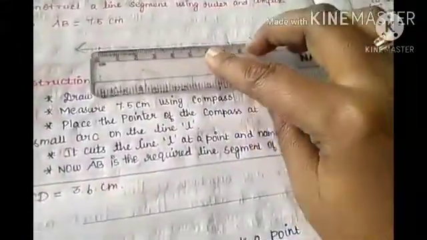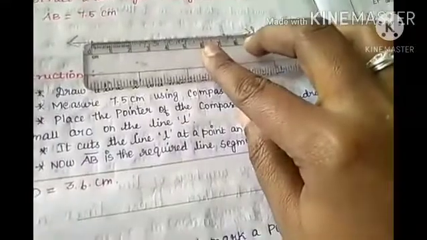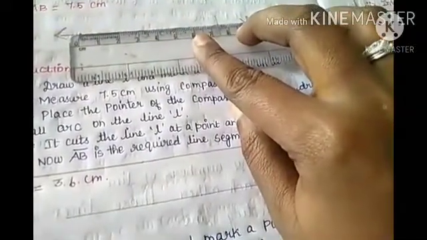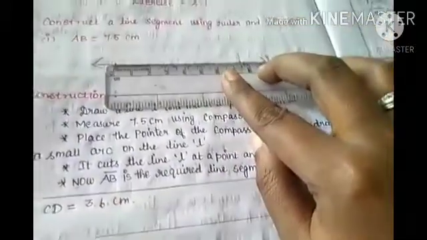If you have any doubt, you can take a scale and check it once. See here, 7.5 is coming correctly. Okay children, now it is right.